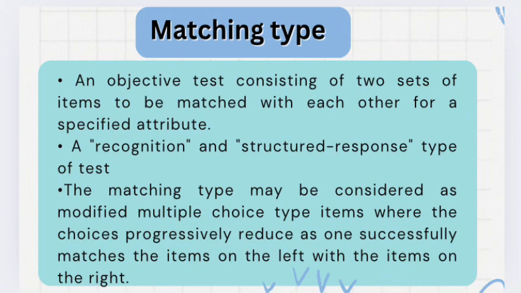Next, matching type is a recognition and structured response type of test. In matching type, the student is required to identify the correct match among different options. There is no need for them to generate their own answer because the answer is already there. Matching type may be considered as a modified multiple choice type item where the choices progressively reduce as one successfully matches the items on the left with the items on the right.